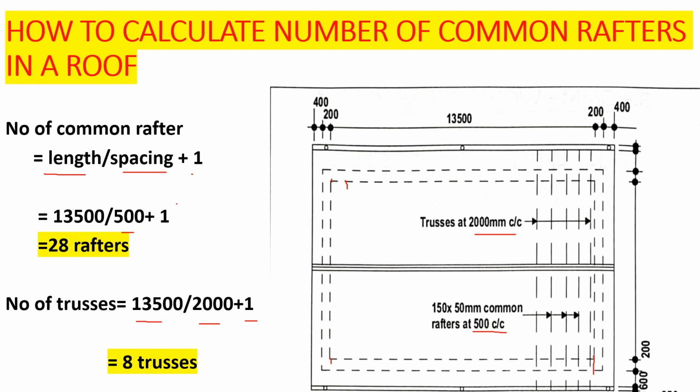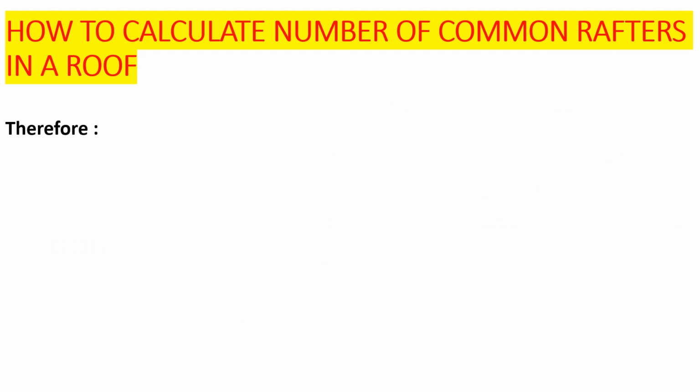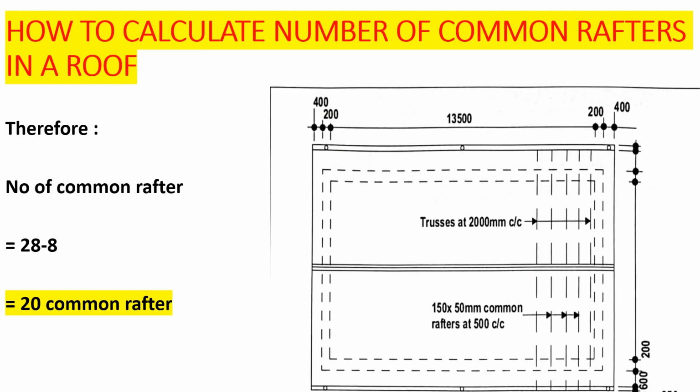But if we remember, we said if we didn't have the trusses, we'll have 28 rafters running like that. But now that is not the case. We have the trusses, and we've seen we have 8 in number. Now let's get the number of the common rafters that are here. How many common rafters do we have? We've gotten the number of the trusses. The trusses here are 8 in number. And if we didn't have the trusses, we'll have the rafters here being 28. So for us to be able to get the number of the common rafters, we are going to take the entire rafters, which are 28, and then we subtract the number of the trusses. So we have 20 common rafters. So on this length of 13500 at a spacing of 500, we'll have 20 common rafters, and also we have 8 trusses at 2000 millimeters center to center.